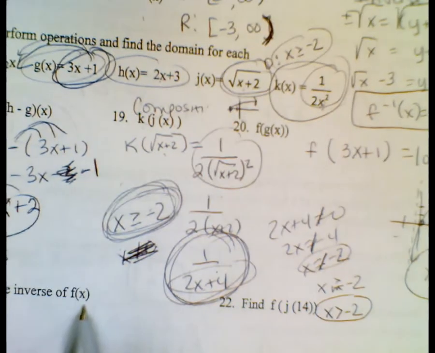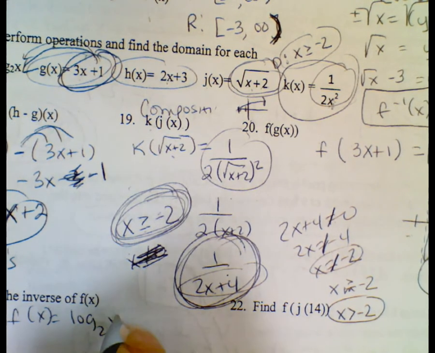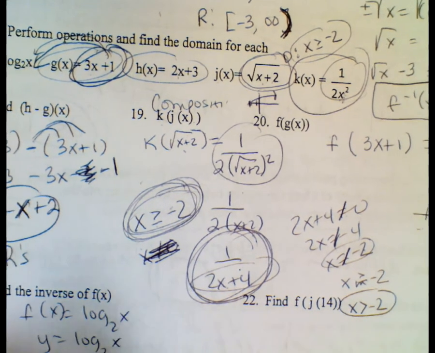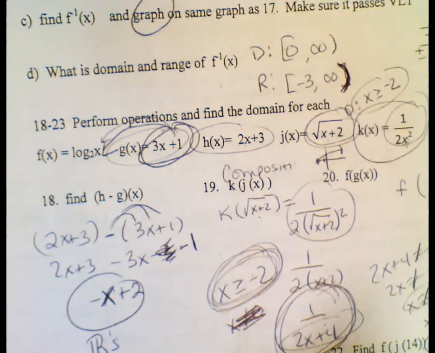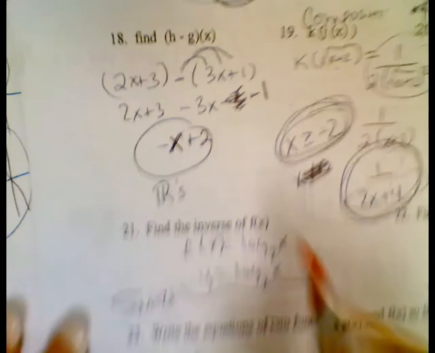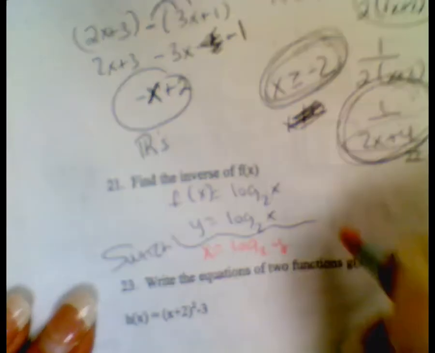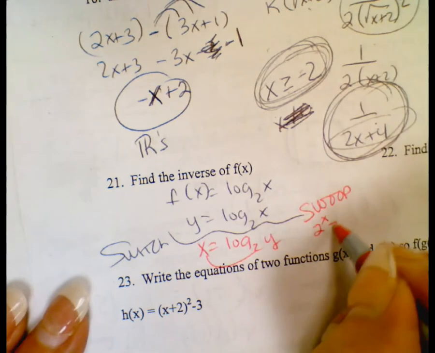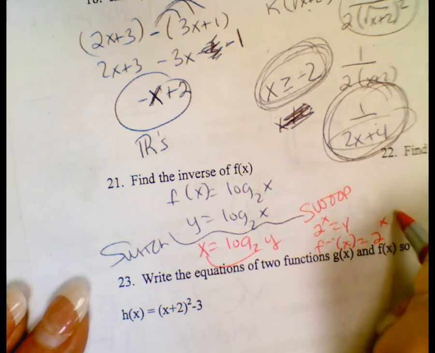Find the inverse of f of x. So f of x is equal to log base 2 of x, which means it's y equals log base 2 of x. So switch x and y. Switch x and y, so it's going to be x equals log base 2 of y. Now to solve for y, we want to swap. So this is 2 to the x equals y. So it's f inverse of x equals 2 to the x. This is the inverse.